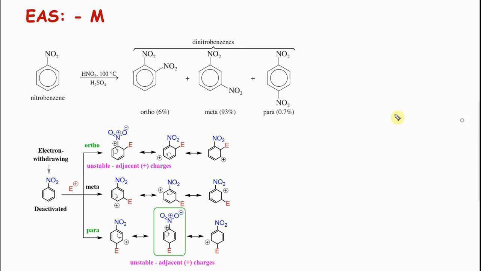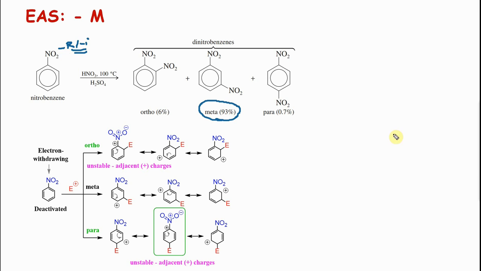Now we have seen plus R. We are going to see minus R, which is also called minus M. Sorry, minus M. And minus R and minus M are the same. The NO2 group is a minus R group and a minus I group. Minus R means it is going to be meta directing. So look at the quantity, 93% meta.